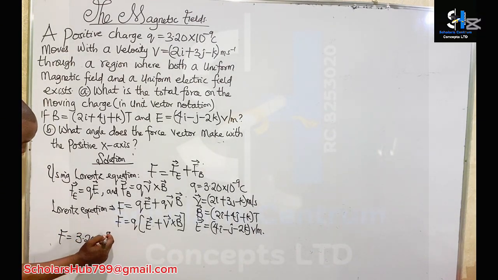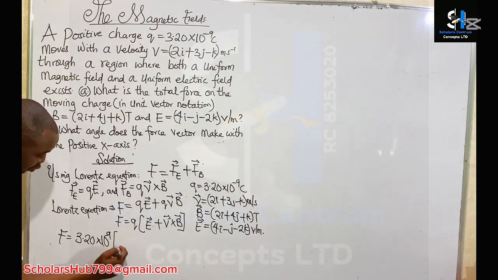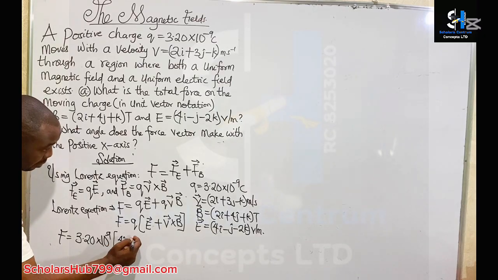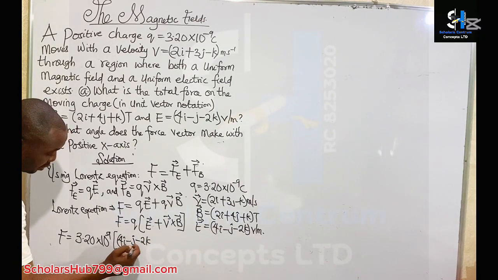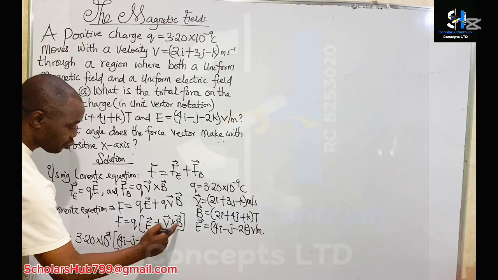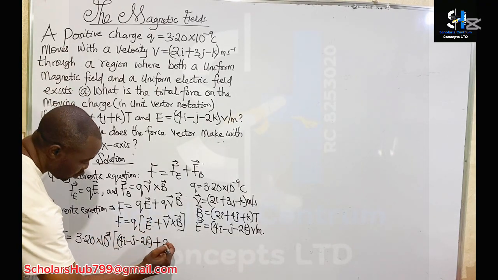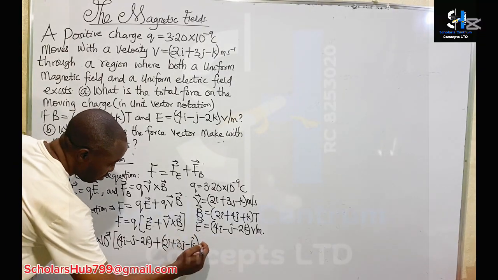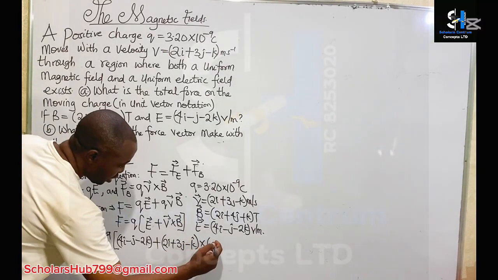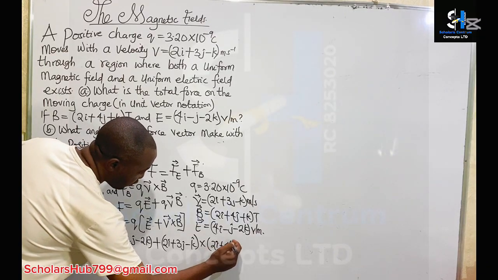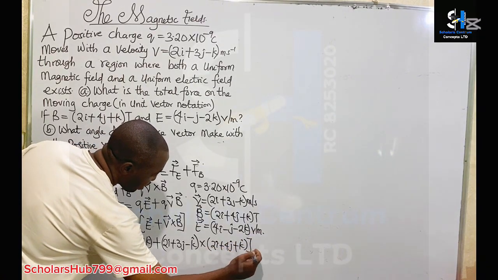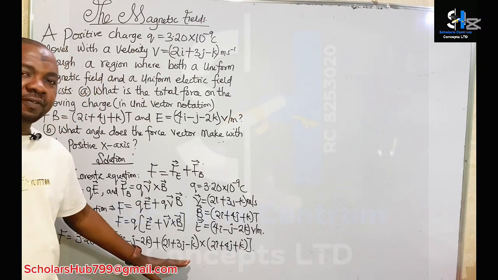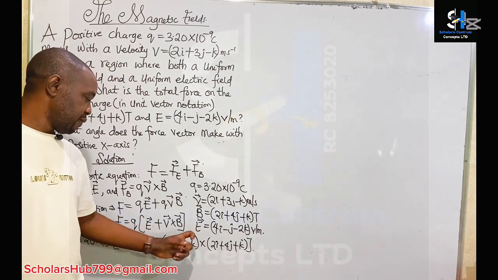So we have 3.20 times 10 raised to the power of -9, open parenthesis. The electric field vector is 4i minus j minus 2k, added to the cross product of the velocity vector, which is 2i plus 3j minus k, multiplied by, that is cross product, 2i plus 4j plus k. Now close parenthesis. So in this case, we need to first find the cross product of V and B.